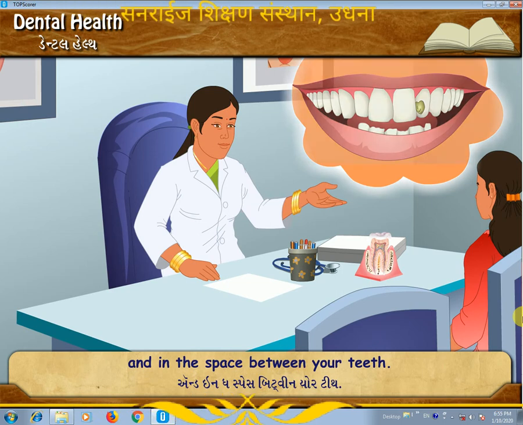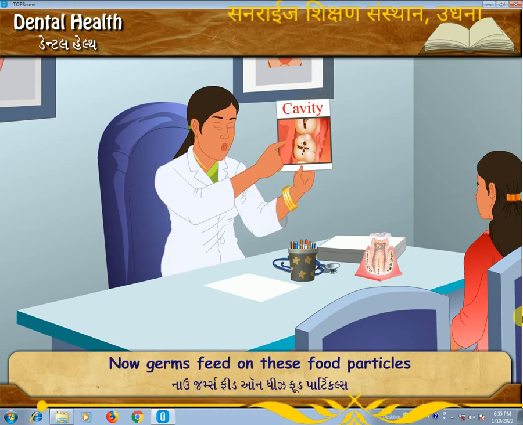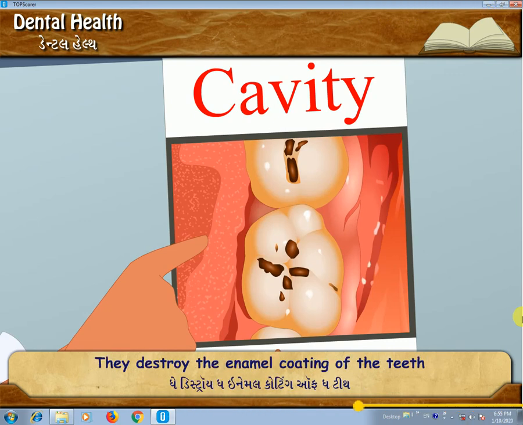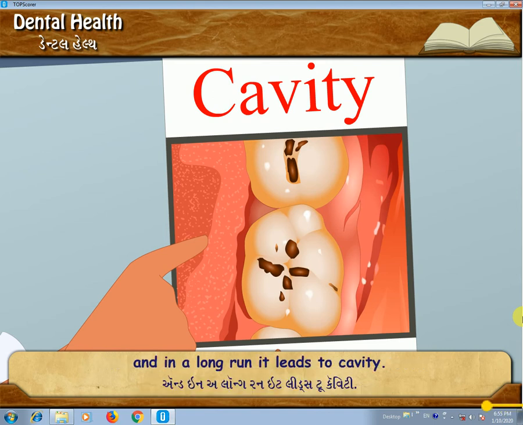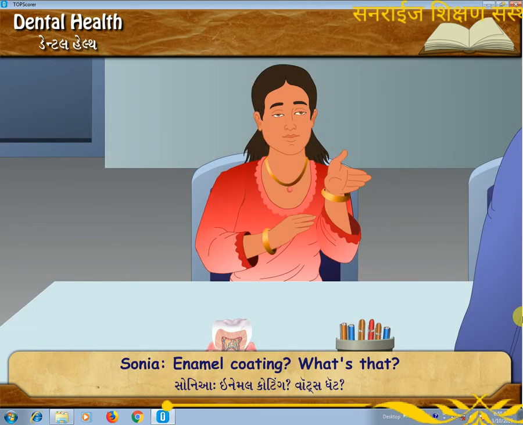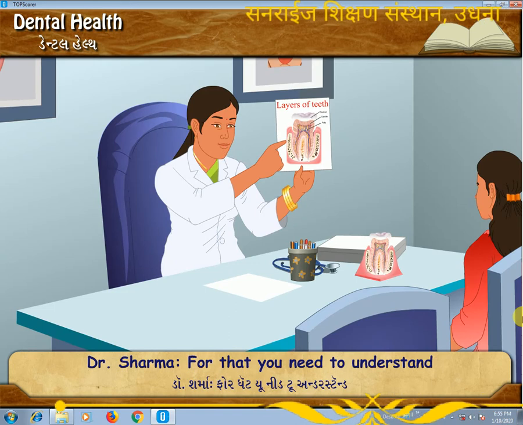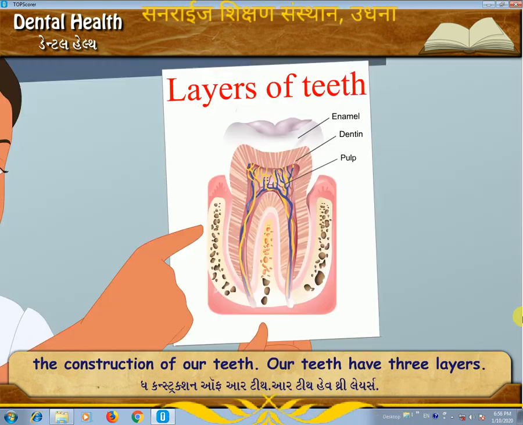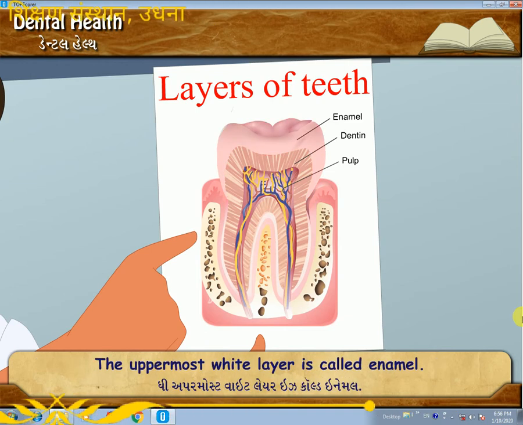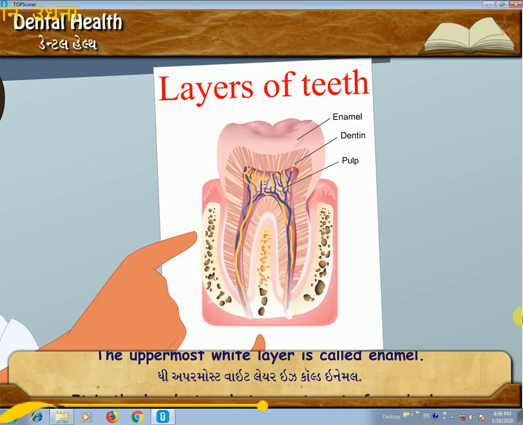Would you tell me the reason, doctor? Cleaning of the mouth is the first requirement of dental hygiene. If you don't clean your mouth, the tiny bits of food inside stick to the surface of your teeth and in the space between your teeth. Now germs feed on these food particles, which eventually eat up parts of the teeth too. They destroy the enamel coating of the teeth and in the long run it leads to cavity.